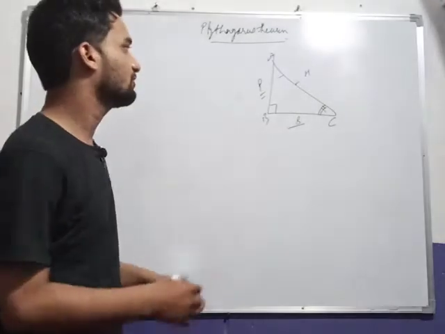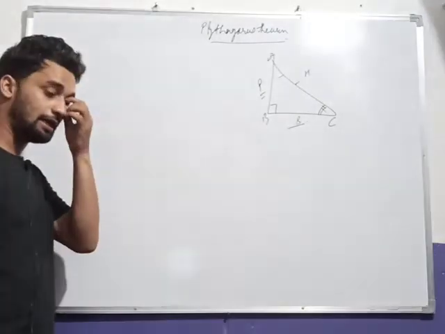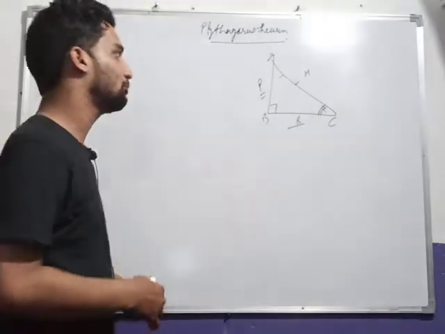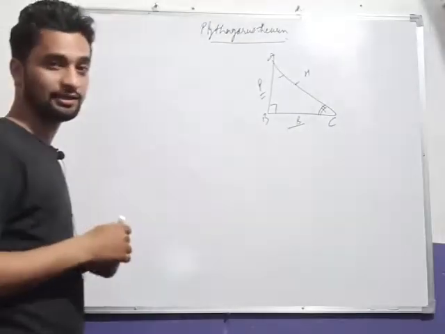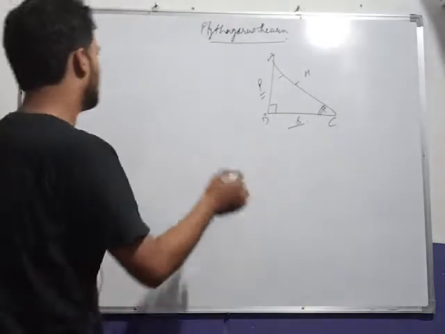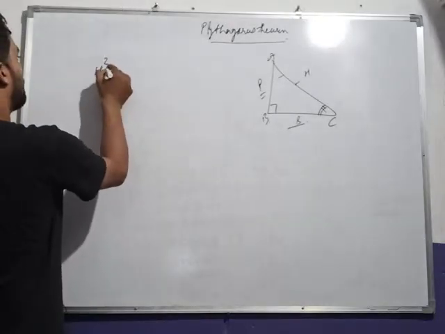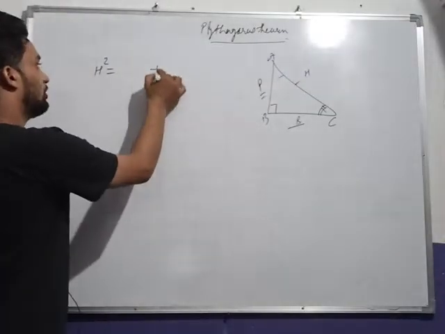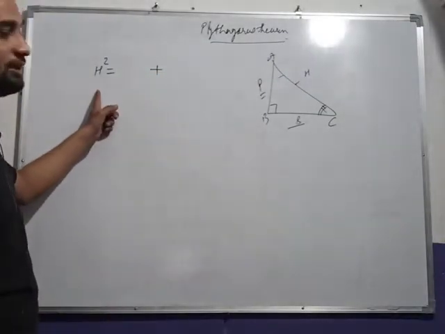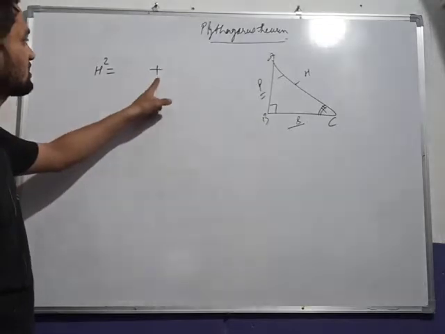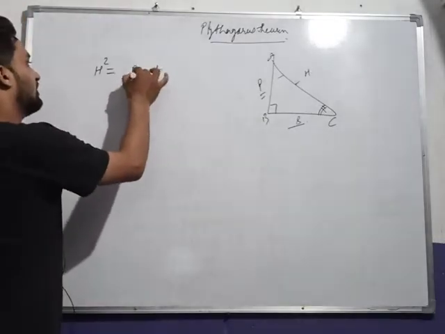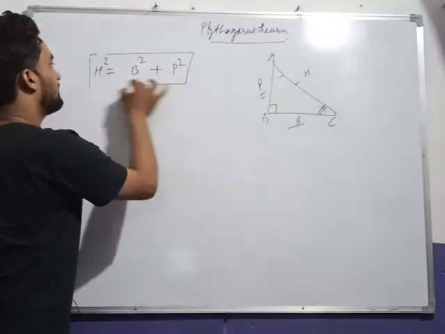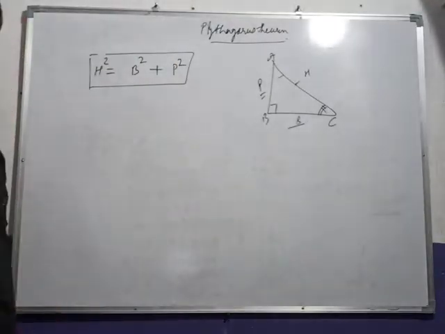So after getting the value of the third side, we can add and we can get the perimeter. So first of all, one mathematician came and he stated that in any right angle triangle, not in other triangles, only in a right angle triangle, the square of the hypotenuse is always equal to the sum, meaning plus, of the base square and perpendicular square.